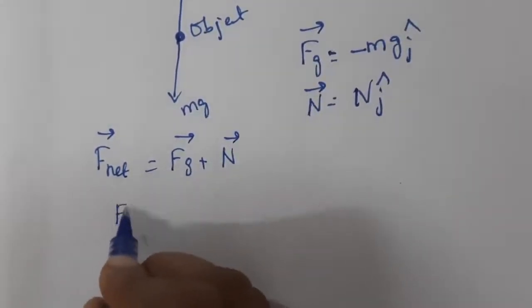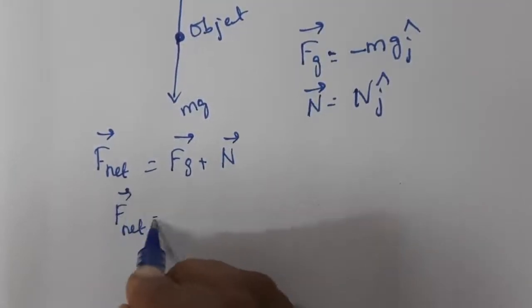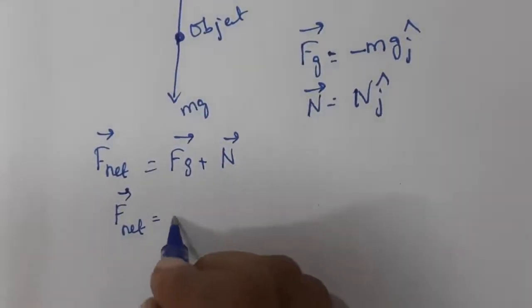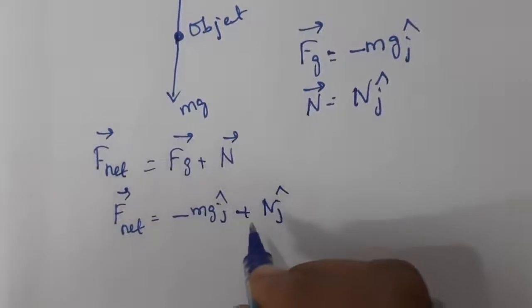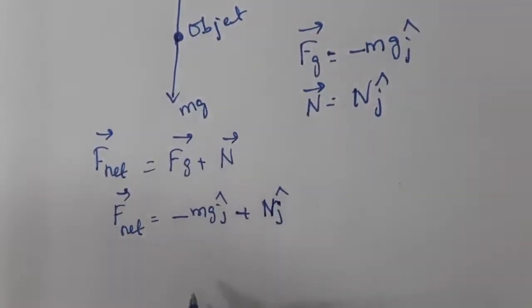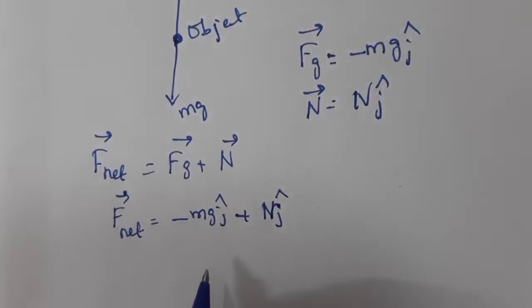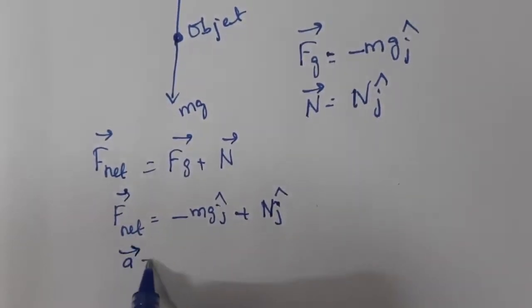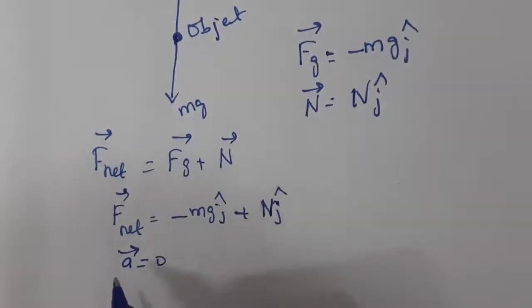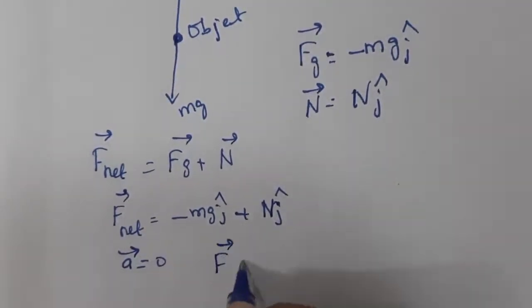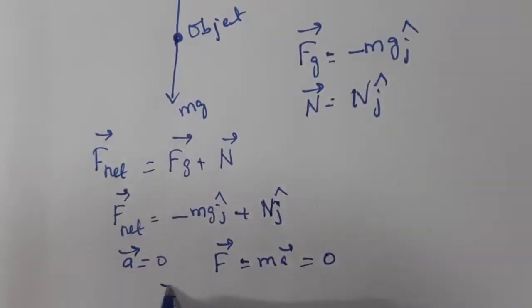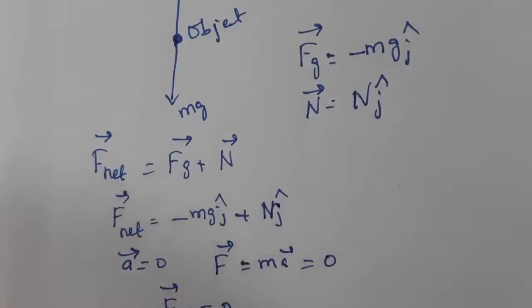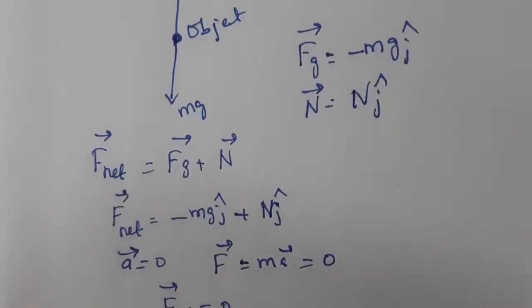That means the net force is equal to, what is Fg? Minus mg j cap plus N j cap. Here the object is at rest on the Earth's surface, so there is no acceleration. Acceleration is equal to 0. So by applying Newton's second law, F is equal to ma vector. Here the a vector is equal to 0. So we can write the net force vector is equal to 0.